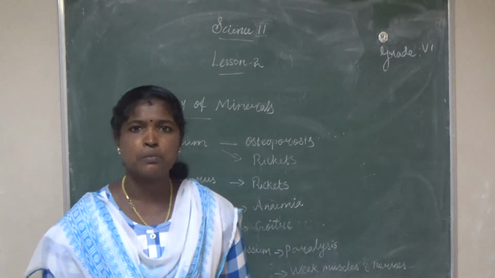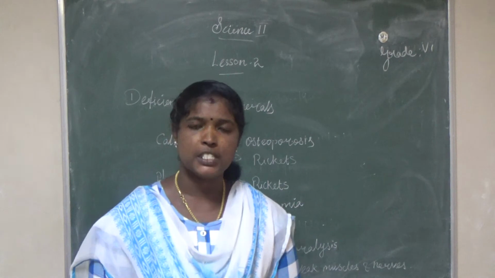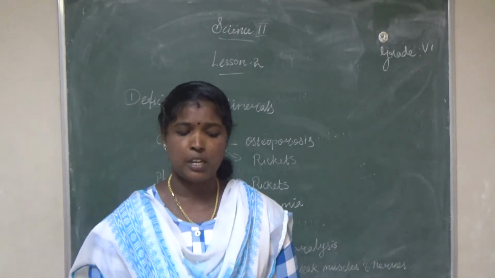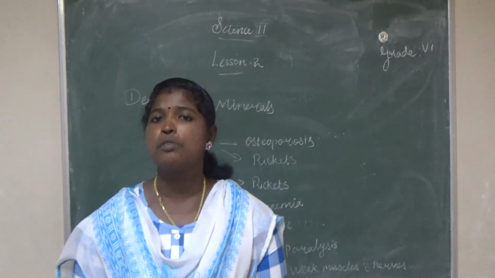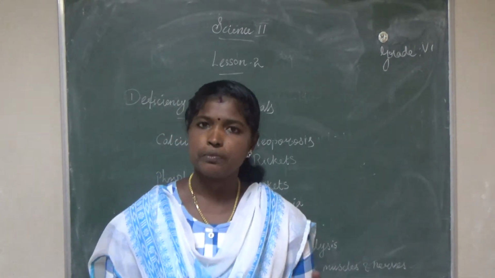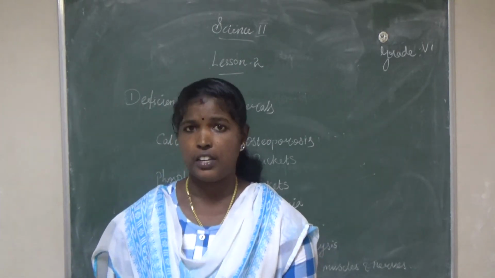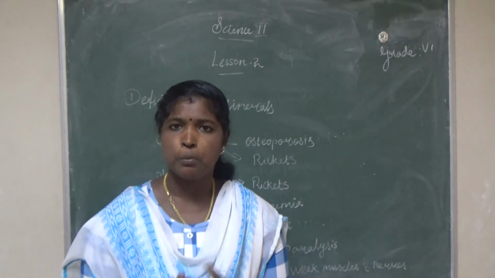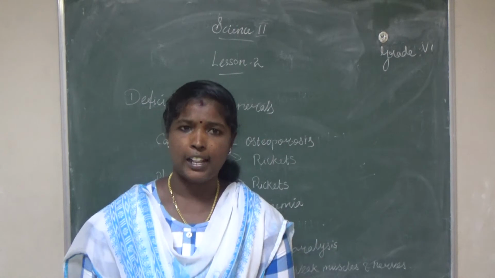What are the symptoms of anemia? Pale skin color, lack of appetite, lack of stamina and headache. These are some of the symptoms of anemia. What are the functions of vitamin B12? It helps in the formation of red blood cells. Then vitamin C. Deficiency of vitamin C in our diet leads to scurvy. What is the function of vitamin C? Vitamin C improves our immunity and keeps our gums, teeth and bones healthy.